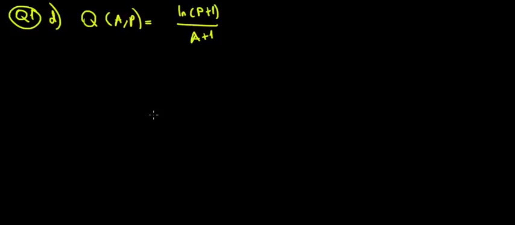So in part D, we're working with partial derivatives again, but this time we differentiate 3 times. We want to take the first derivative with respect to A, the second one with respect to P, and the third one with respect to P again. So let's start with the first one. Q derivative with respect to A.